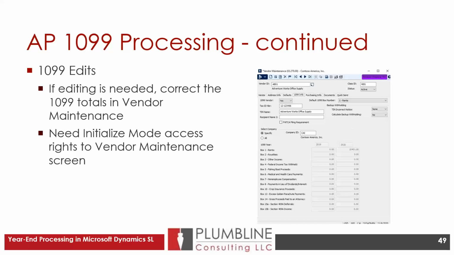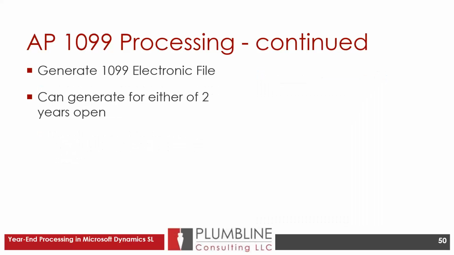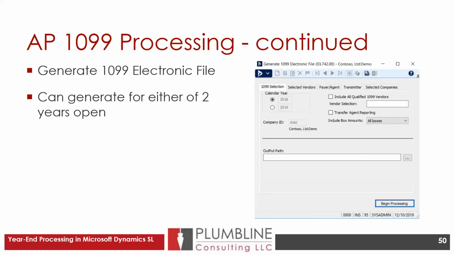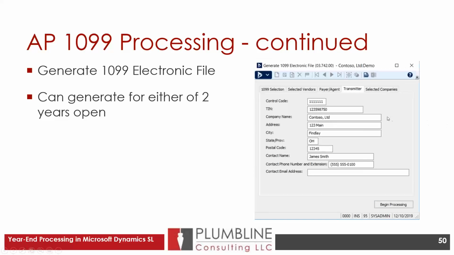1099 edits. If editing is needed, correct the 1099 totals in vendor maintenance, and you will need initialize mode in order to make those changes. Normally these fields are grayed out, so once you go into initialize mode, you can update them as needed. You'll generate your 1099 electronic file, and you can generate the file for up to 2 years. And of course, you'll still have to have your control code and their basic information in order to generate that file.